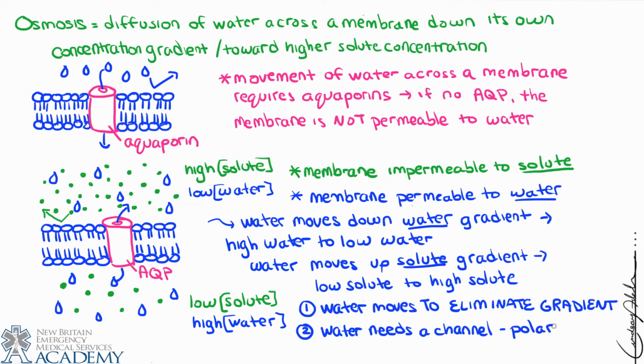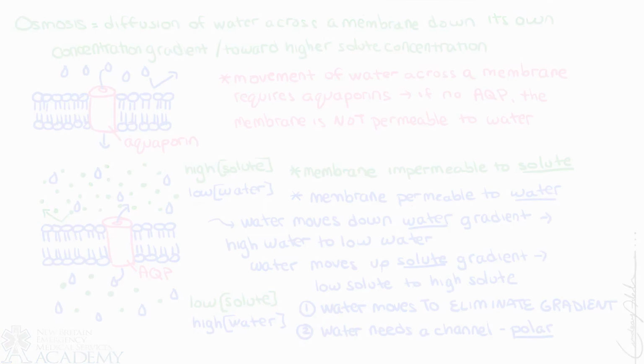Because water is a polar molecule, it can't pass through the phospholipid bilayer. All right, now let's take a look at another example in which we have a combination of both aquaporins and some other type of channel.